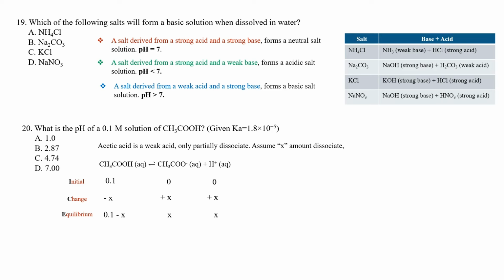Now let's find the Ka expression. This is the acid dissociation constant expression. All the products in the numerator, product concentrations, divided by all the reactants in the denominator, reactant concentrations. Now let's apply the values from the ICE table. Acetate ion concentration x times H plus ion concentration x divided by the equilibrium acetic acid concentration 0.1 minus x. This is equal to the Ka of the acid given in the question.